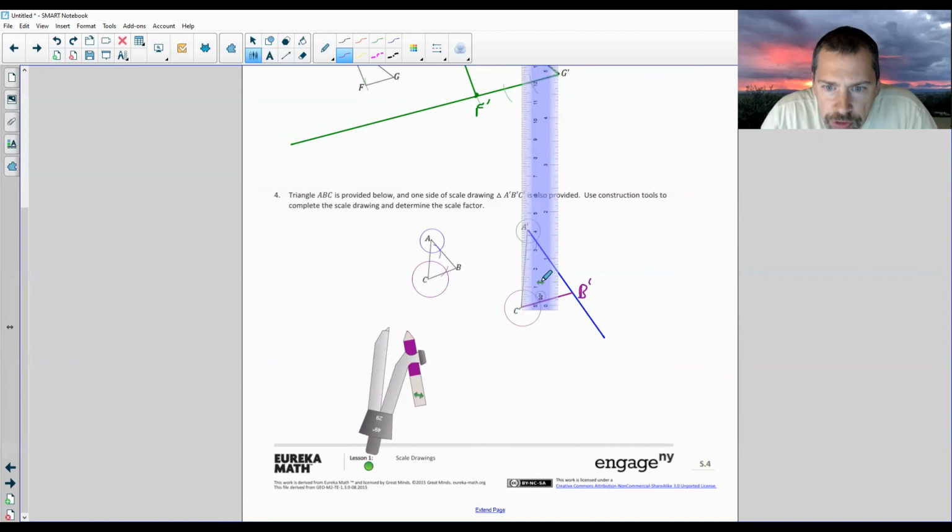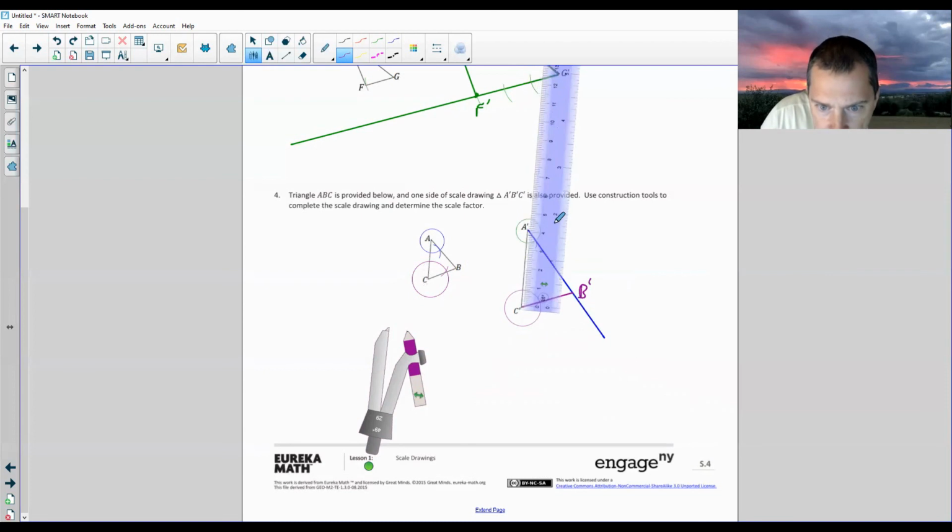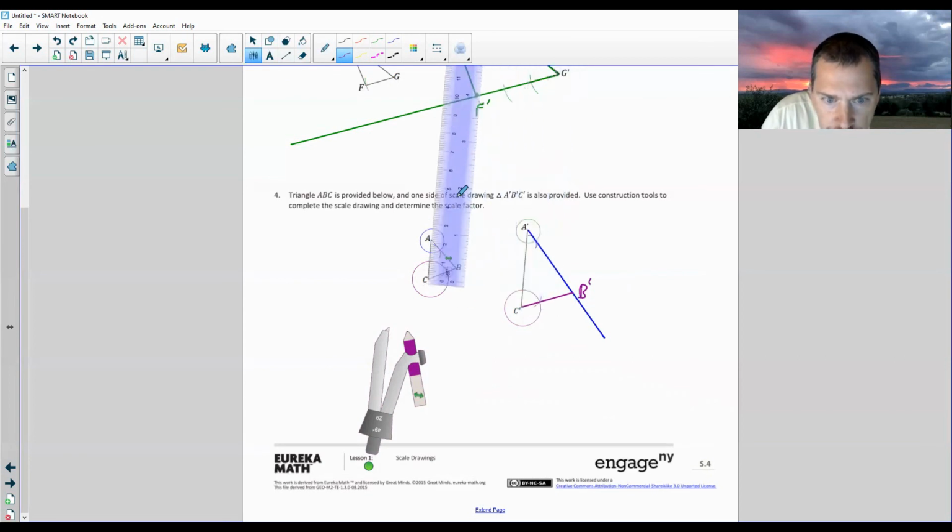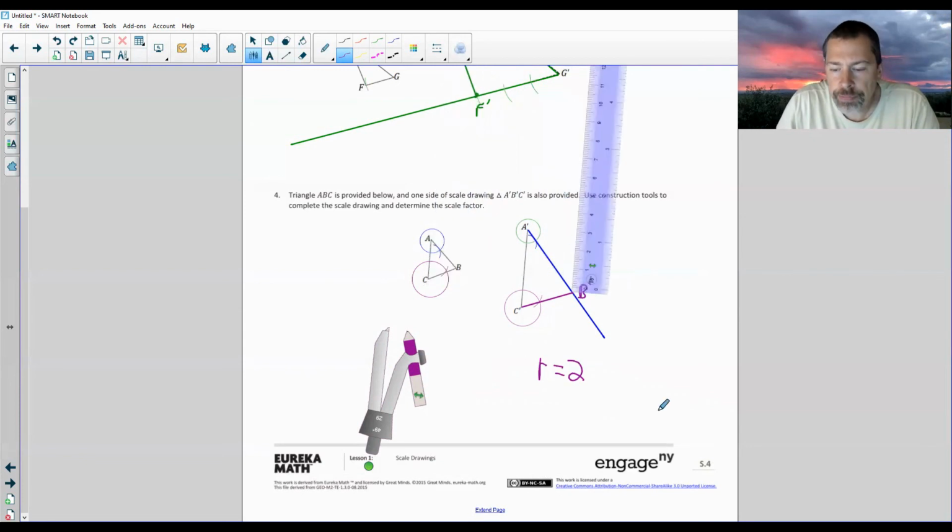So I prefer centimeters over inches any day. So if I put that there, right at 0, that is 42 millimeters or 4.2 centimeters. And this is 21 millimeters or 2.1 centimeters. So my R is 2. This triangle is twice the size of this triangle. Okay.